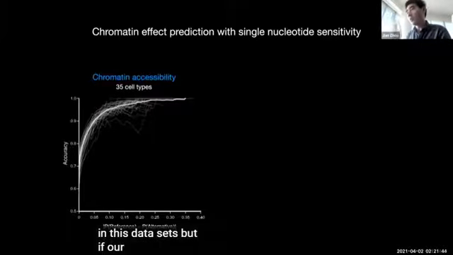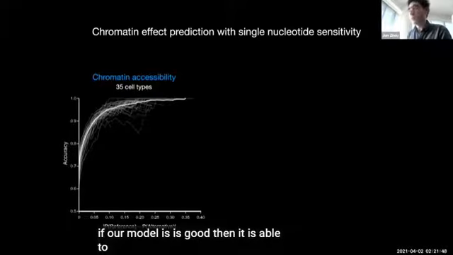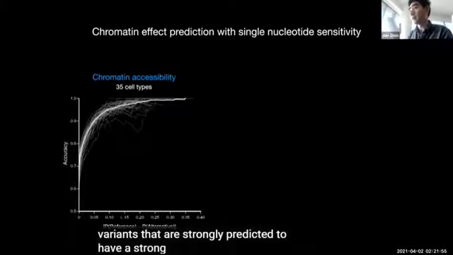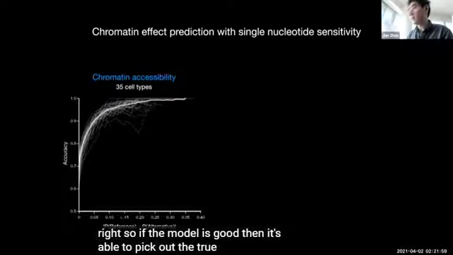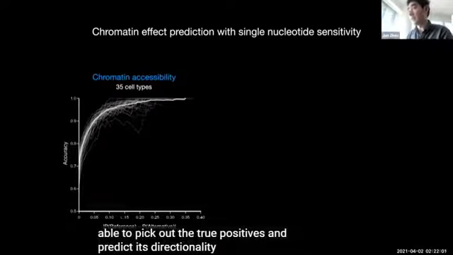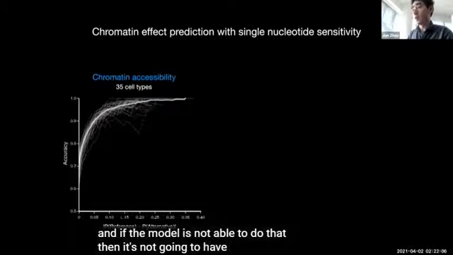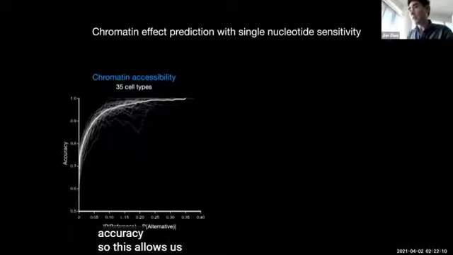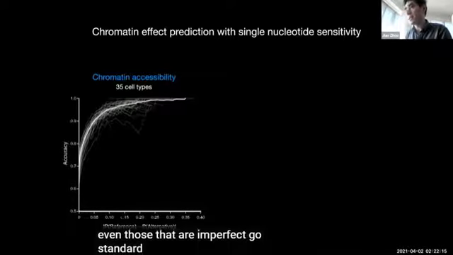But if our model is good, then it is able to filter for the true positives when we set a threshold to filter for variants that are strongly predicted to have a strong effect, right? So if the model is good, then it's able to pick out the true positives and predict its directionality. And if the model is not able to do that, then it's not going to have a high accuracy. So this allows us to evaluate this even with an imperfect gold standard.